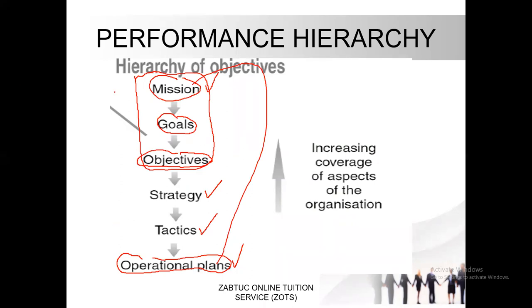So then, this is a structure for a good performance management and measurement system. So that's what we expect. We expect that there's a clear system of mission, goals, objectives, being converted now into strategies, tactics, and operational plans.